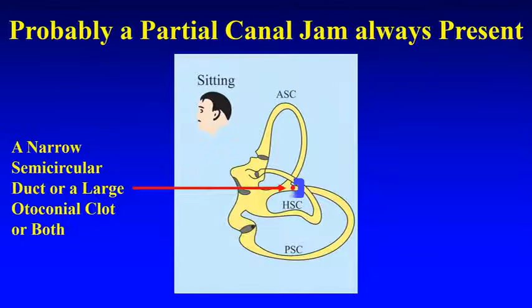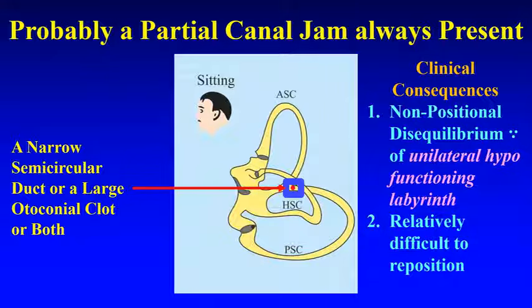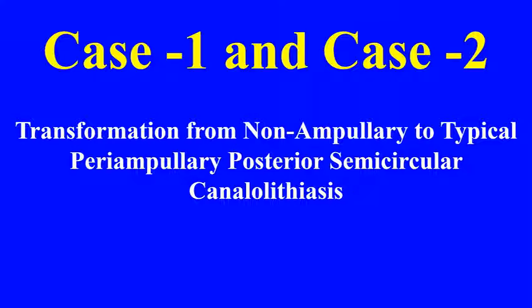A narrow semicircular duct or a large otoconial clot or both, that is a partial canal jam, is almost always present in such patients, and it has been clinically demonstrated by a few researchers using video head impulse testing. So what are the clinical consequences of such a partial canal jam? Non-positional disequilibrium of a unilateral hypofunctioning labyrinth is almost always present, and it is relatively difficult to reposition. So what to do? Transform it from the non-ampullary to the typical periampullary variant. Cases 1 and 2.